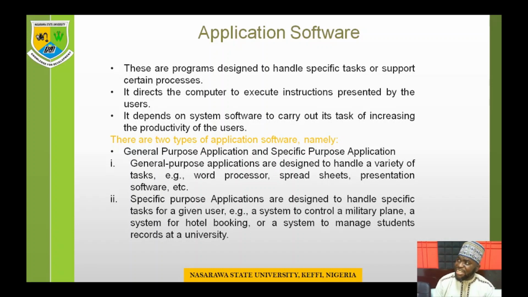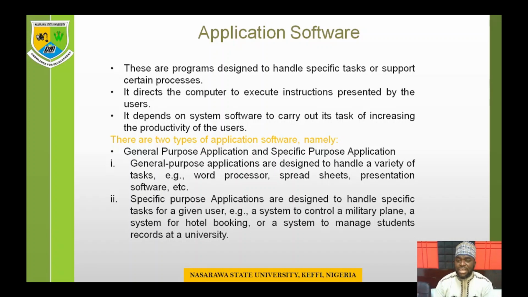They are specifically designed to handle a specific task. That is one of the renowned attributes of applications programs. It directs the computer to execute instructions presented by the user. It depends on the system software to carry out the tasks of increasing the productivity of the user. One of the major attributes of application programs is that it depends on the system software, specifically the operating system, to perform its functions.